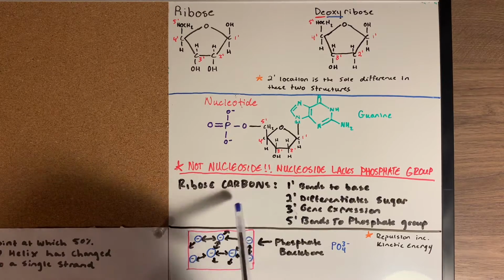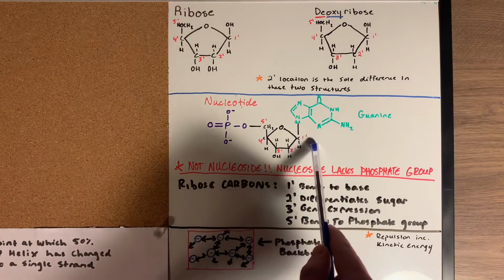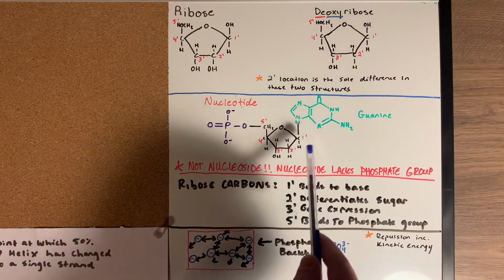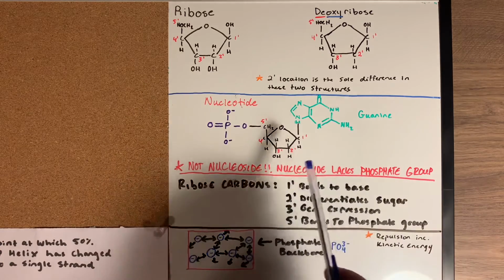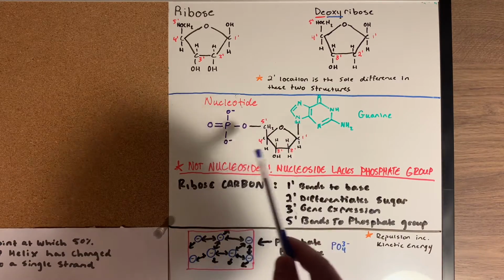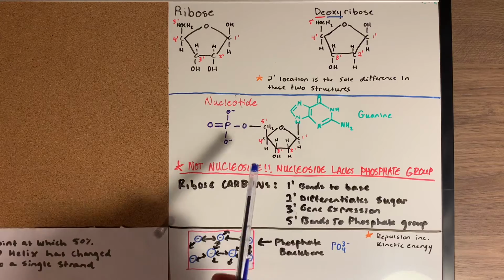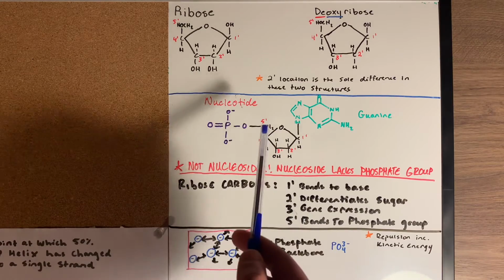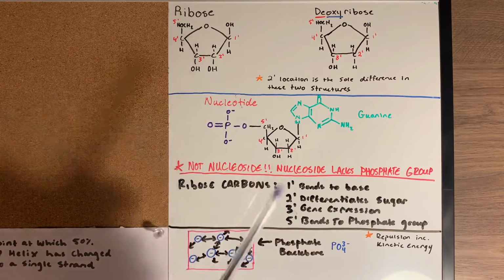The ribose carbons have several functions. The 1' function is to bond to our nitrogenous base, in this case guanine. Our 2' differentiates between the sugar molecule we're using. The 3' is dealt with in gene expression, and 5' binds to our phosphate group.